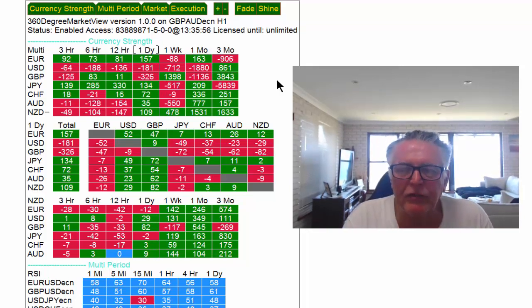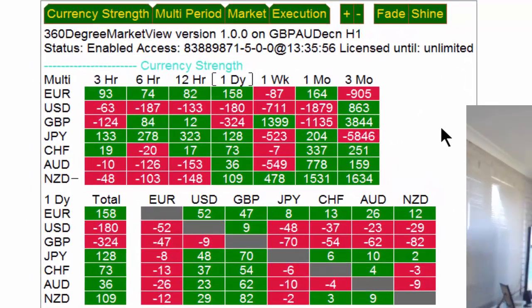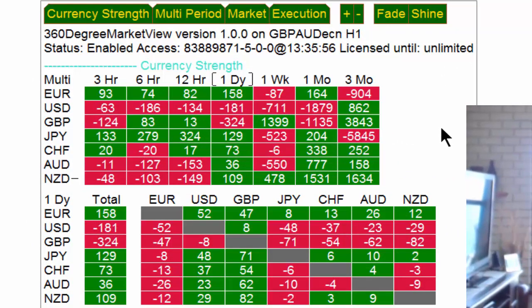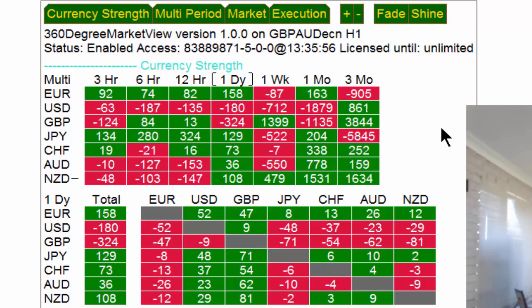So it runs from 3 months, 1 month, 1 week, 1 day, 12 hours, 6 hours, and 3 hours. So it gives quite a good view. You can see the long-term trends, you can see the short-term trends, really a great tool. So let's have a look at some of the information that we can gather from this indicator. And I'm going to be quite quick, can't spend too much time on this video.